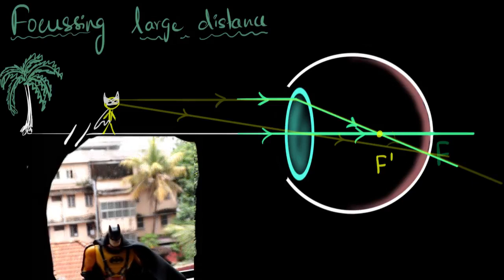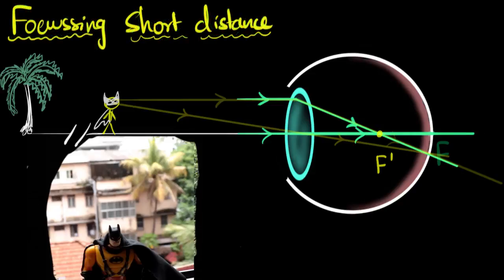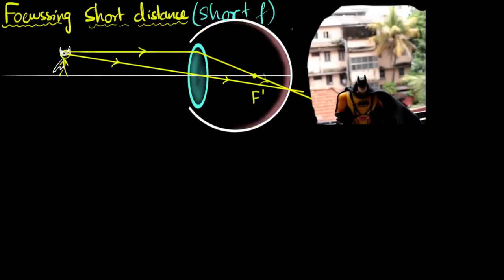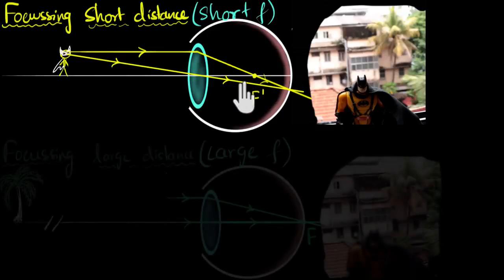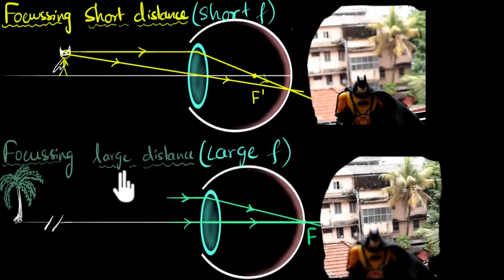And this is the situation when you're focusing on things close to us at short distances. So the key takeaway is that when your eyes are focusing on something at short distances, very close to you, they require short focal length. And while focusing on something at large distances, they require large focal length. And it is for this reason, when you're focusing on one object, the other one gets blurred.